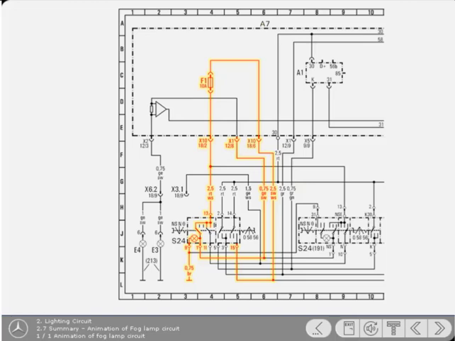From X1, on the back of the base module, current flows to the bulb monitor unit and then back out at the connector X2. The circuit continues to the chassis cab connector X6.2 and then down to the appropriate rear fog lamp and ground.